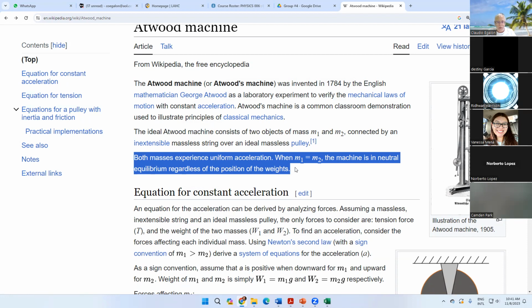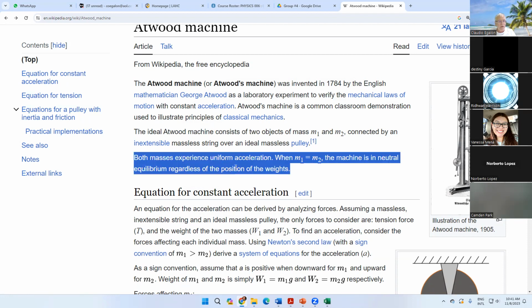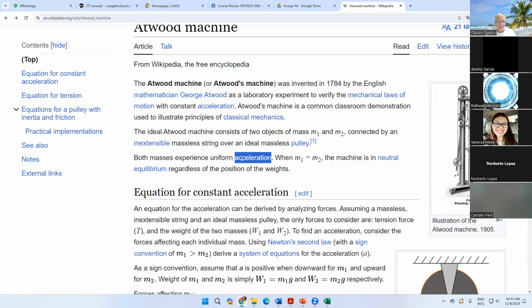Something is wrong here. When m1 equals m2, that's not true. It's not uniform acceleration, it's uniform velocity. They made a mistake here in Wikipedia. First time I see a mistake here in Wikipedia. The machine is in neutral equilibrium regardless of the position of the weights. So it's not uniform acceleration, it's uniform velocity when m1 equals m2.